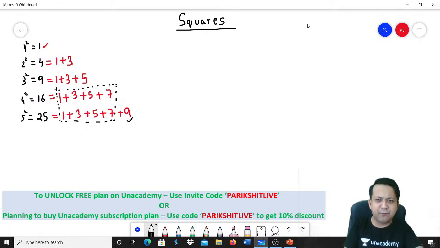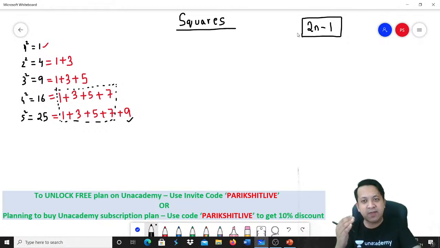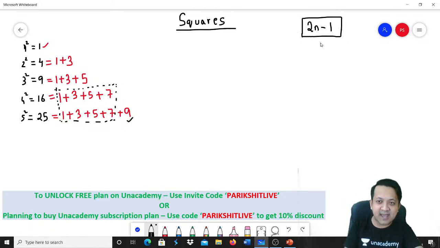How do you find the 5th odd number? The nth odd number, or any odd number for that matter, is given by 2n minus 1. So if you have to find out the 5th odd number, put n is 5. So 2 into 5 minus 1 is 9. If you have to find the 50th odd number, put n is equal to 50. So 2 into 50 minus 1 comes out to be 99. I hope you understand how to find out the value of an odd number, right?